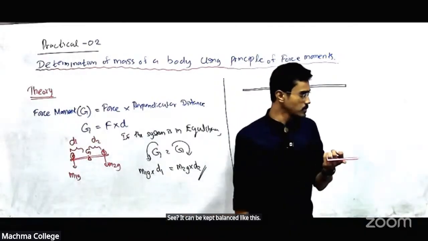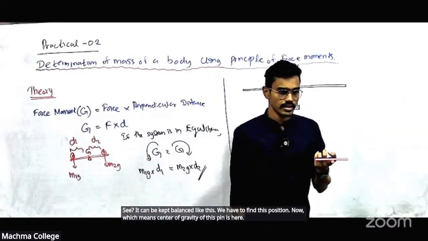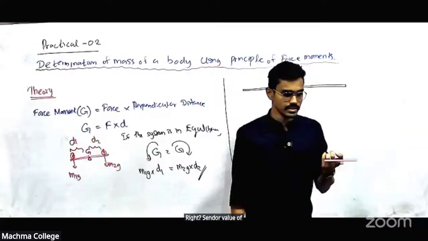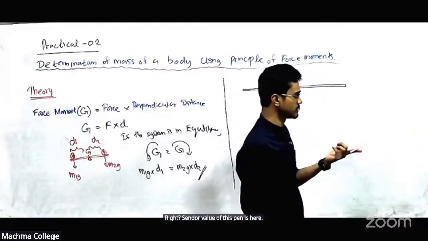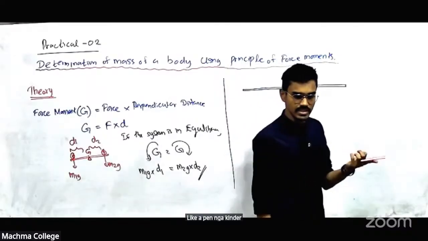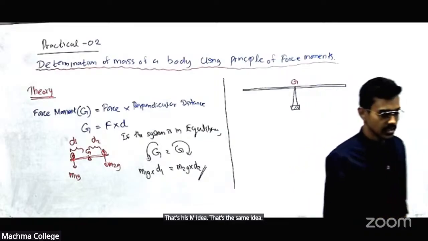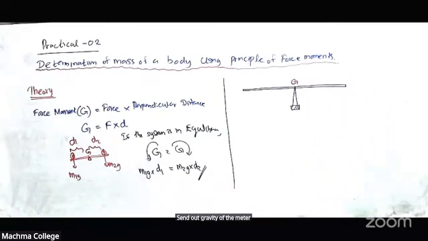You have to find this position. Now, which means center of gravity of this pen is here. Center of gravity of this pen is here. Make it rotate now. Center of gravity is here. That's the same idea. Center of gravity of the meter ruler is now at that same point.